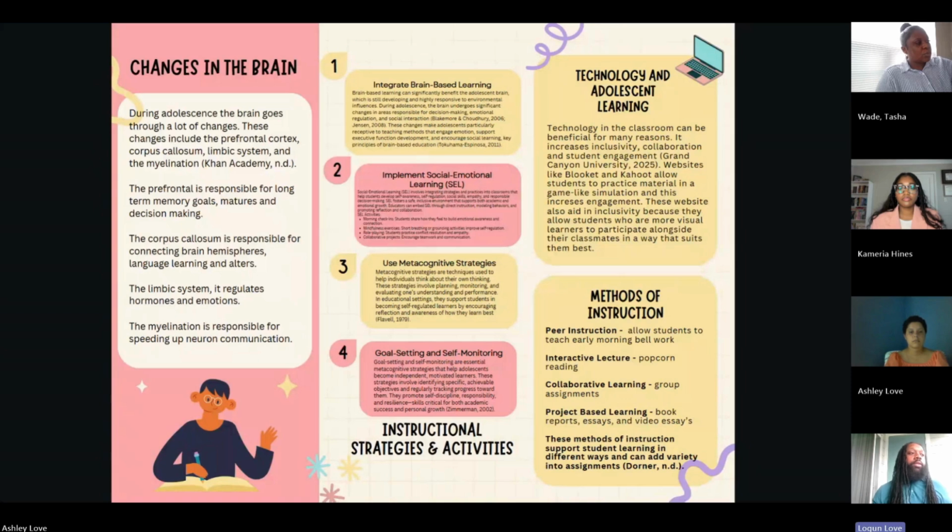The third one would be using metacognitive strategies, and a great activity example for that would be think-aloud and reading logs. So during reading, students pause to write what they're thinking, questions they have, or what might confuse them. And the fourth one will be goal setting and self-monitoring. So each student can set their own learning goals and self-reflect on the progress they made inside the classroom.